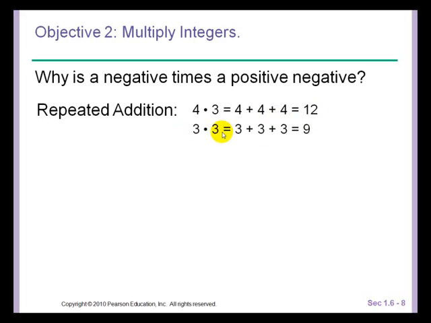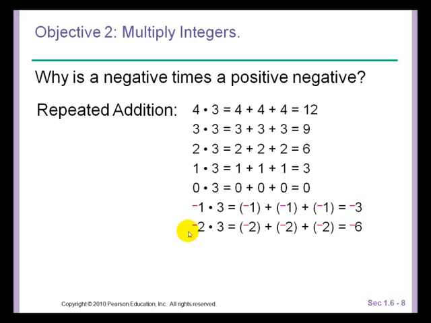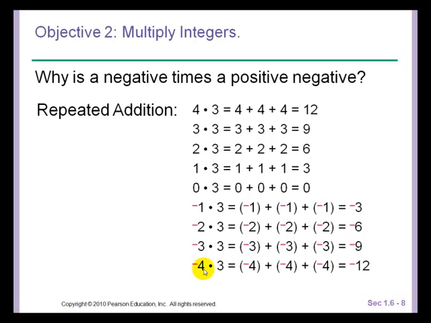So 3 times 3 would be 3 added 3 times. 2 times 3 would be 2 added 3 times. 1 times 3 is 1 added 3 times, and 0 times 3 is 0 added 3 times. This continues even when we get into the negatives. A negative 1 times 3 would be a negative 1 added to itself 3 times, and a negative 1 plus a negative 1 plus a negative 1 is negative 3. Negative 2 times 3 is negative 2 added to itself 3 times, which gives you a negative 6. Same with negative 3 times 3 and negative 4 times 3.